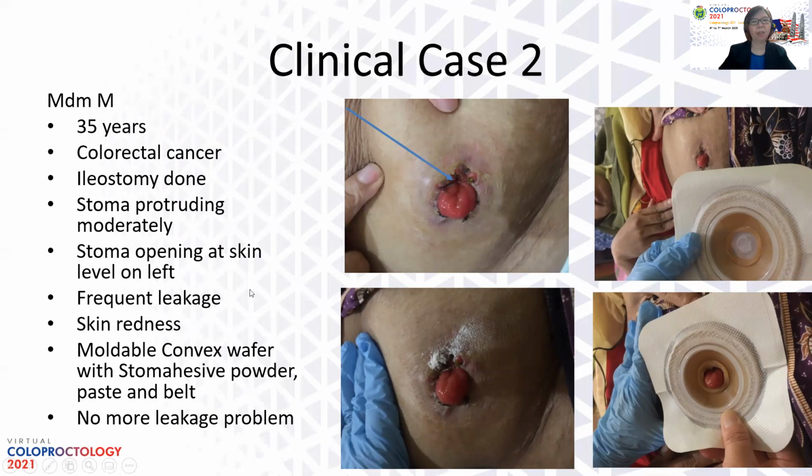When I saw her skin redness, we also used a convex wafer, moldable convex, with some stoma adhesive powder, the paste, and then used the belt. After that, she had no more leaking, and the patient managed the application on her own very well after that. So this is a case that I have managed.